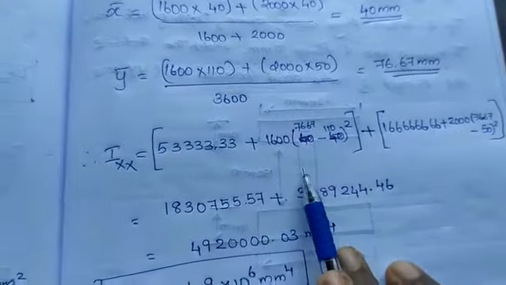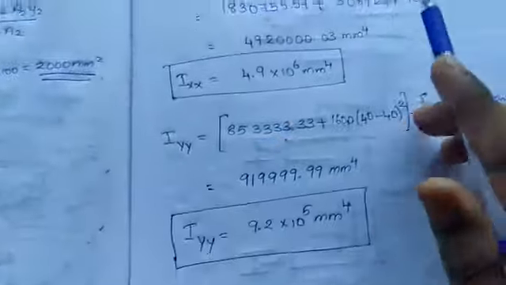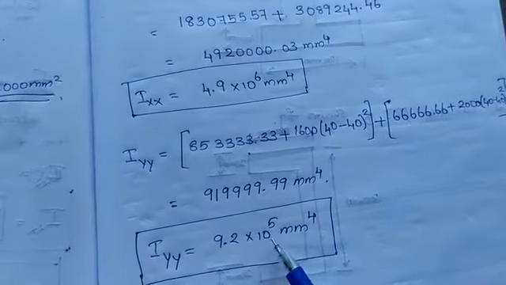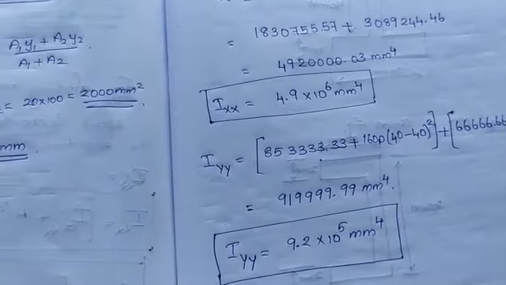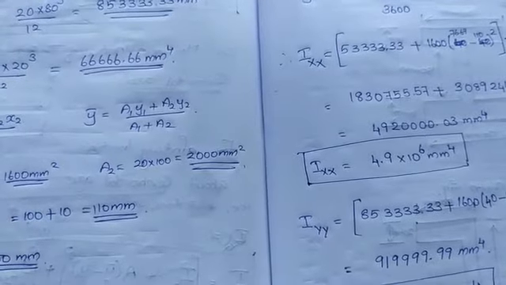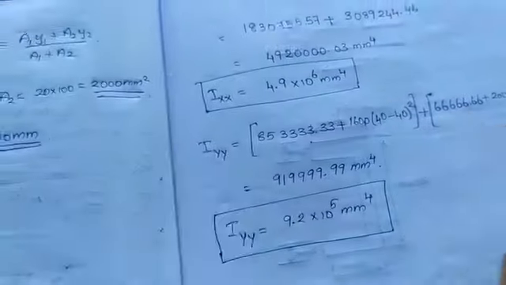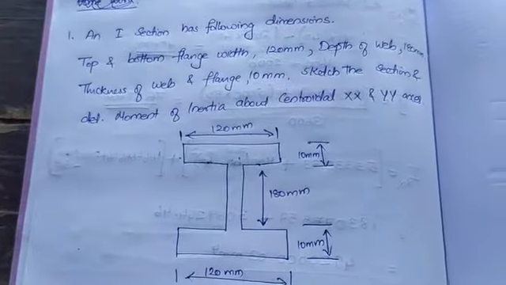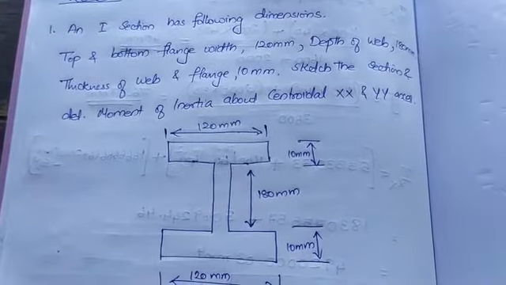Then Ixx, you just substitute in this big equation, and you will get Ixx as 4.9 into 10 power 6 mm raised to 4, and Iyy is equal to 9.2 into 10 power 5 mm raised to 4. This is the exact procedure for all sections. If you know the concept, or at least this equation, you can simply solve these problems. So I am giving you some homework to be done by this Saturday. Just try this one.